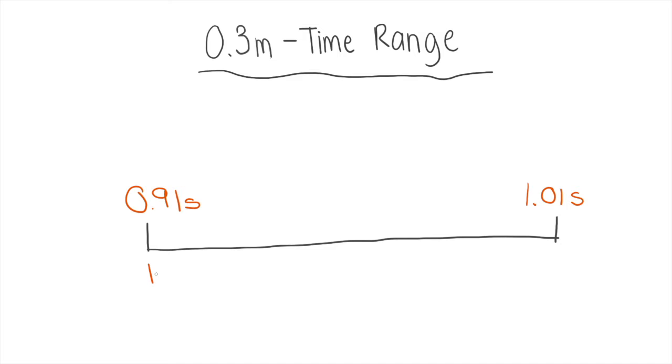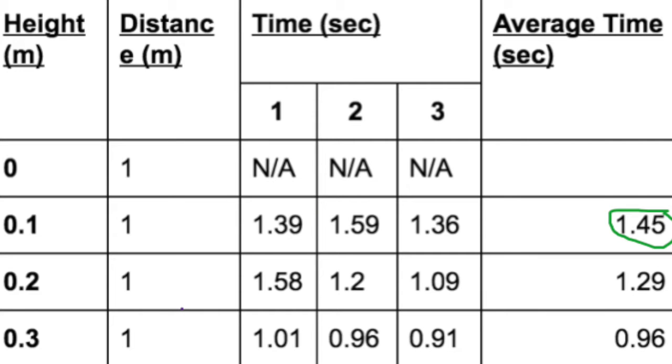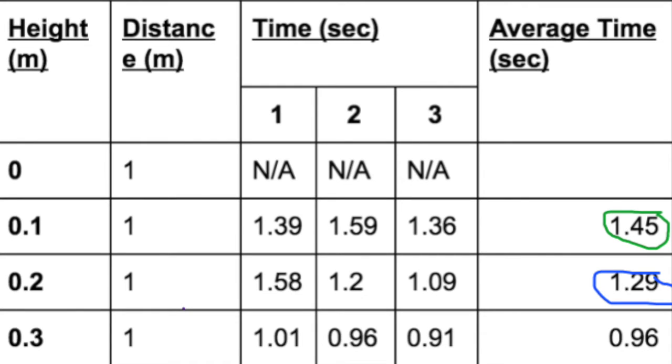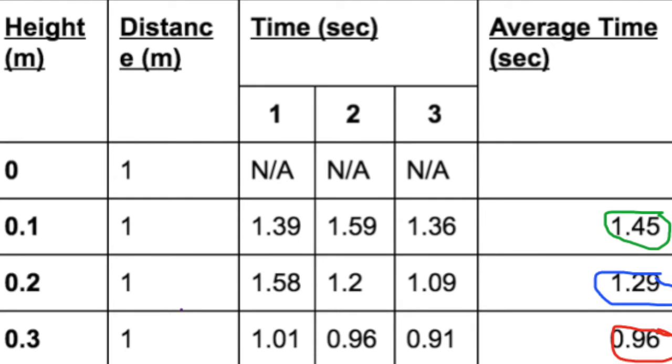It can be inferred from the graphs that as the height of the pipe increases, the time taken for the golf ball to roll down decreases. For example, for the 0.1 meter height, it took the golf ball an average of 1.45 seconds to roll down. For the height of 0.2 meter, a shorter time was taken, as it took 1.29 seconds on average, and the 0.3 meter height resulted in an even shorter time of 0.96 seconds.